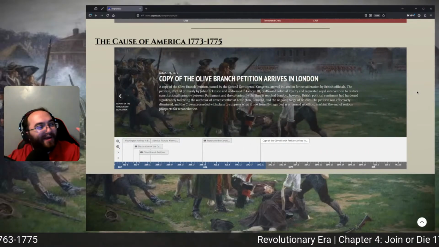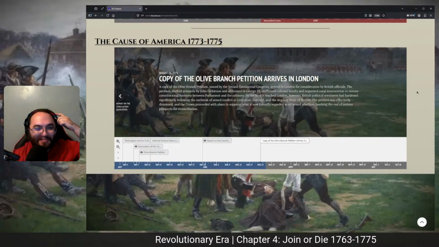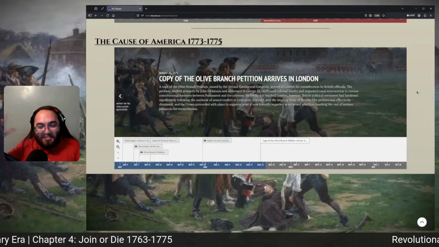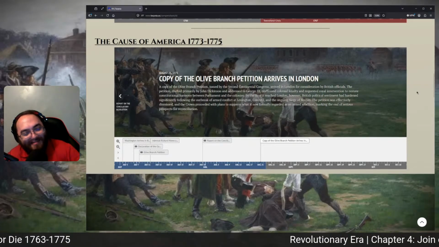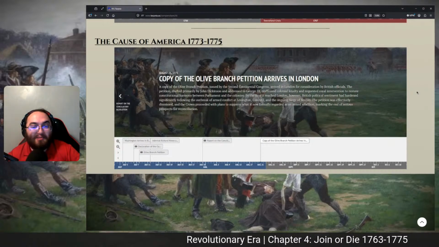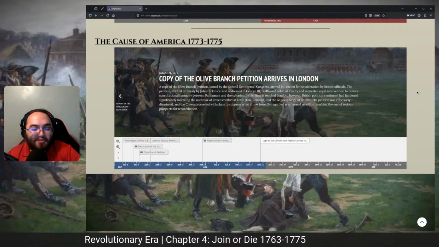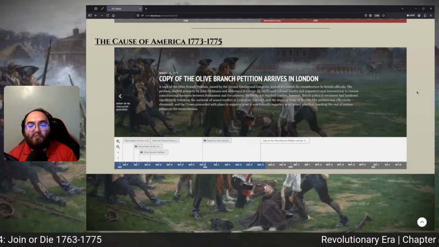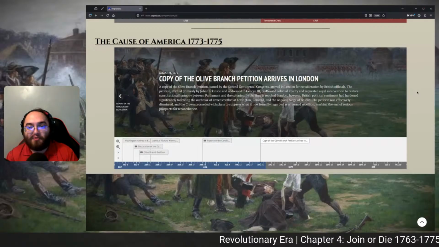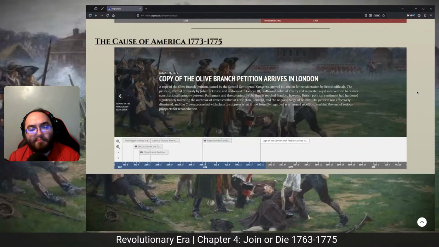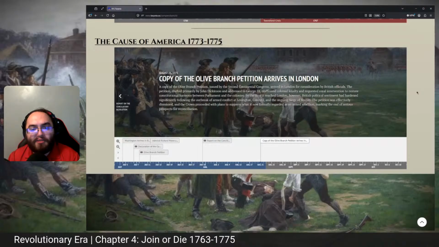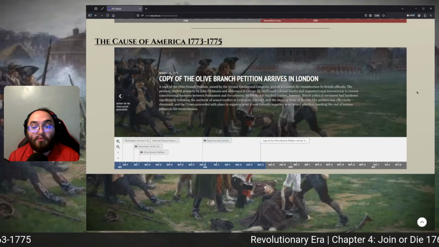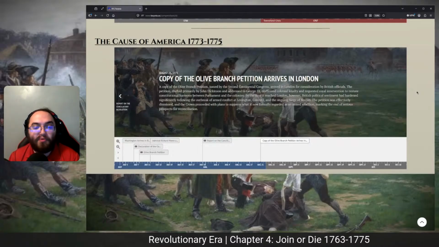And now, finally, after 3.5 hours, oh man, we get to the last thing in this chapter, and that is a copy of the Olive Branch Petition, not the petition itself, arriving in London, issued by the Second Continental Congress, for consideration by British officials and the King. The petition, drafted primarily by John Dickinson and addressed to George III, reaffirmed colonial loyalty and requested royal intervention to restore constitutional harmony between Parliament and the colonies.